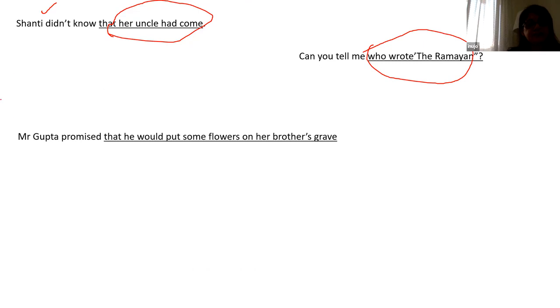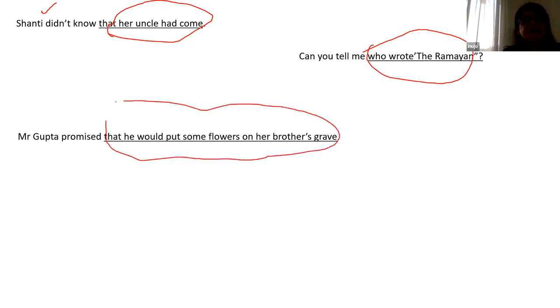Okay. Next. Mr. Gupta promised that he would put some flowers on her brother's grave. Now, let's see this, children. This is your noun clause. Now, what is it telling about? It's telling about Mr. Gupta. Mr. Gupta promised what? That he would put some flowers on her brother's grave. So this is again an appositive to the noun Mr. Gupta.